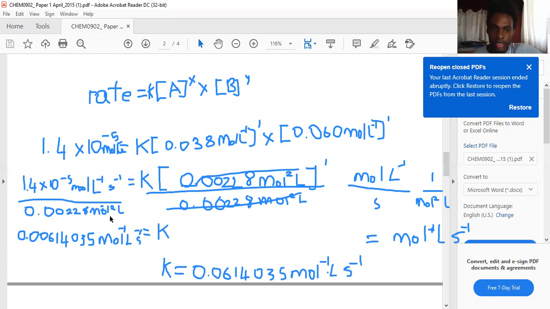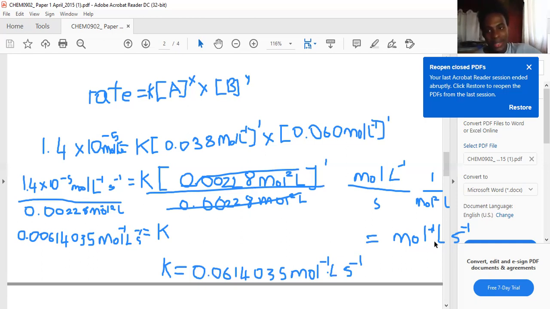And over here, when it comes to finding the units for the rate constant, it's pretty easy. All you need to do is just practice. When it comes to chemistry, the most important thing is to practice the equations. So yeah, that's it for this.